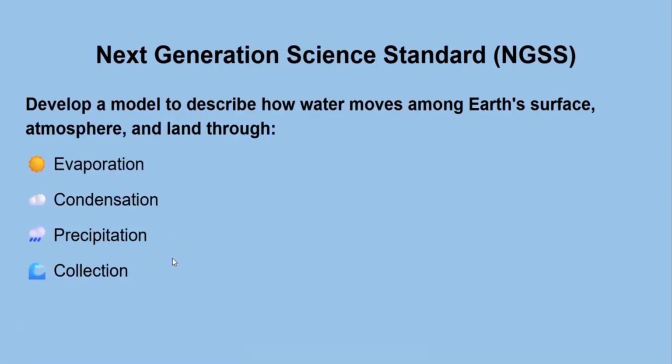model that explains how water moves through Earth's surface, atmosphere, and land. So instead of building a physical model, you're going to end up creating a digital comic that shows each stage of the water cycle. By using Pixton, you'll demonstrate your understanding of how water continuously moves through nature while also practicing both science and digital storytelling skills.